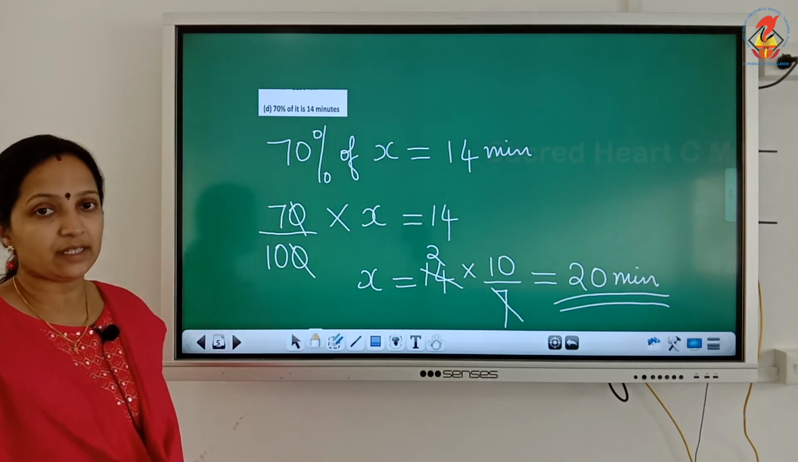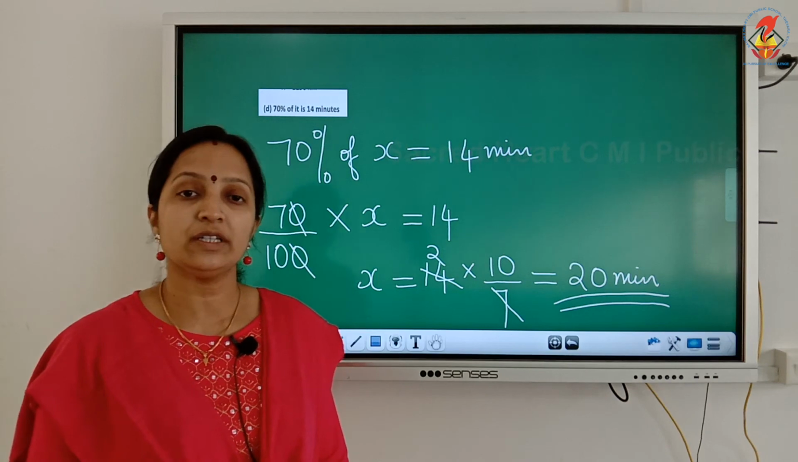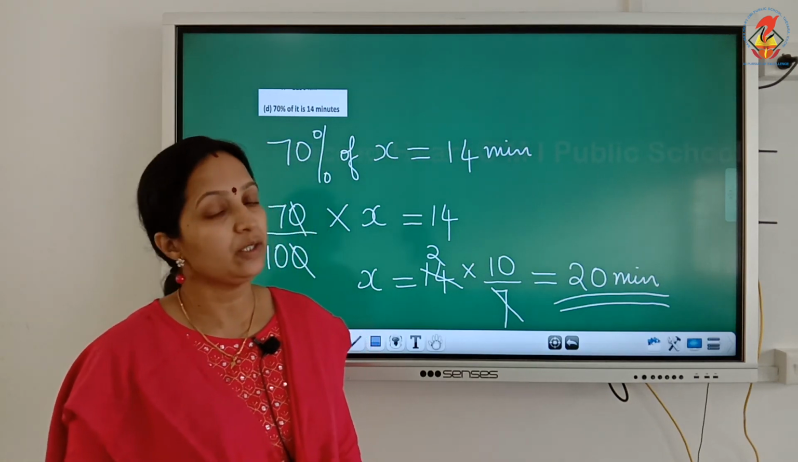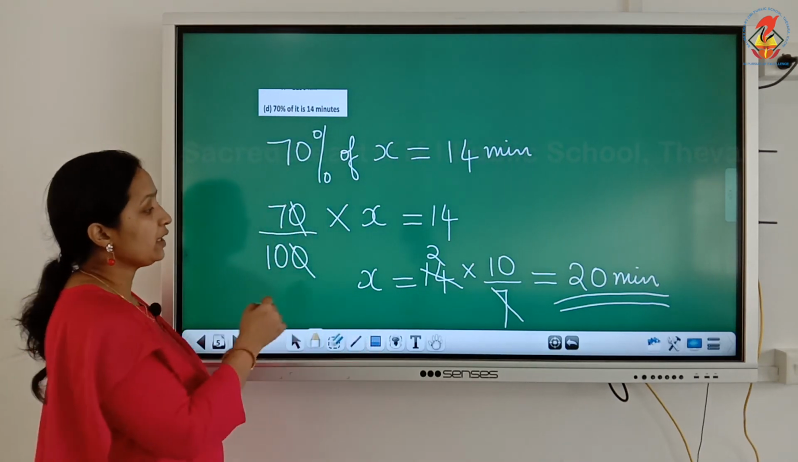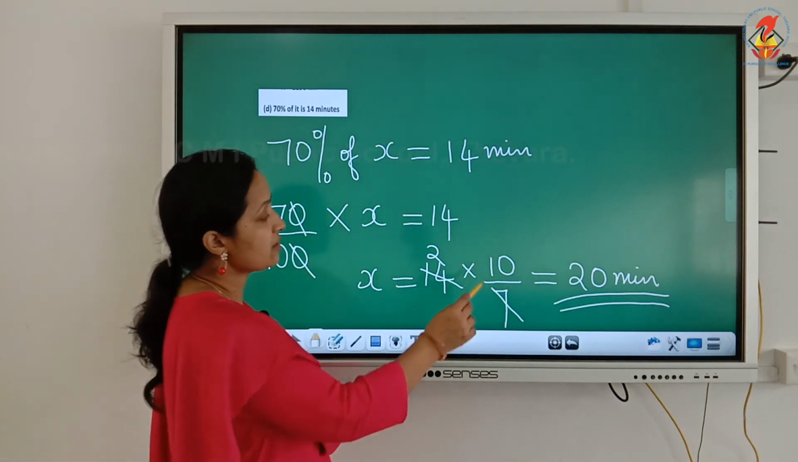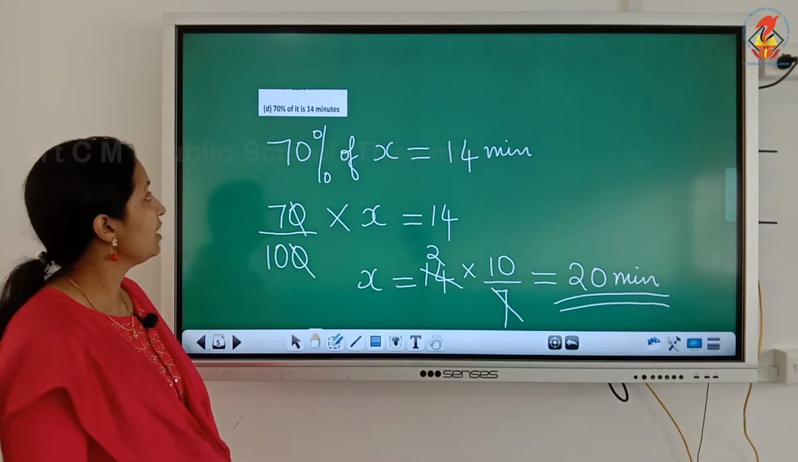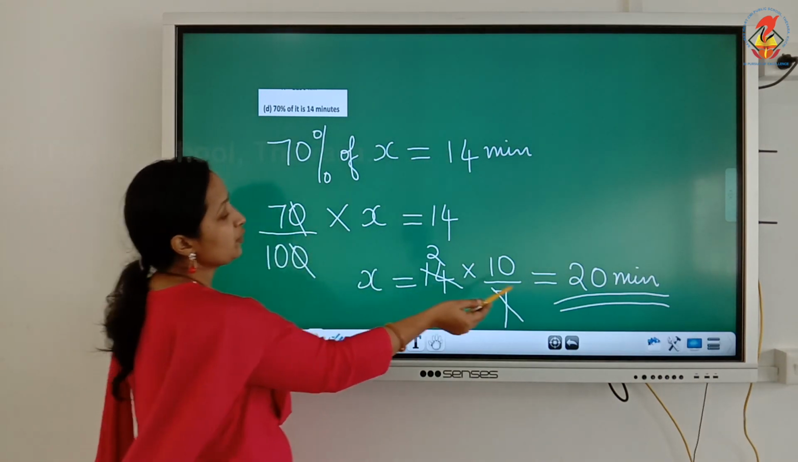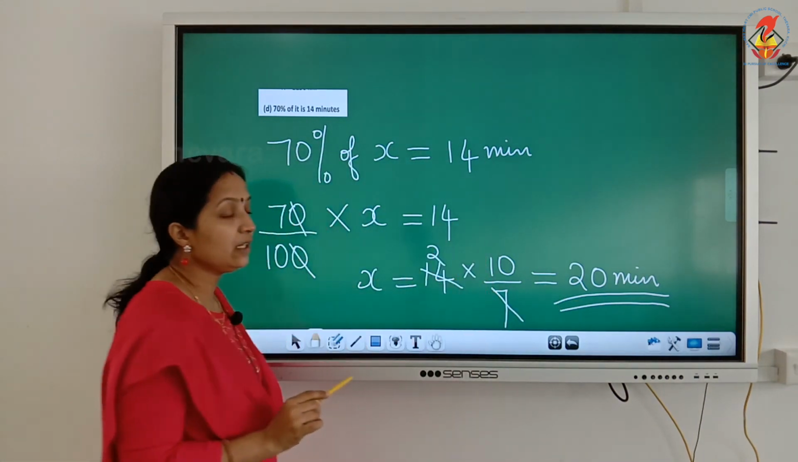How to find out the answer? We don't know what the whole quantity is. Instead of the whole quantity, you can take it as a variable and find out the whole quantity, or use the transposing method. You will get the answer 20 minutes. That means 70% of 20 minutes is 14 minutes.